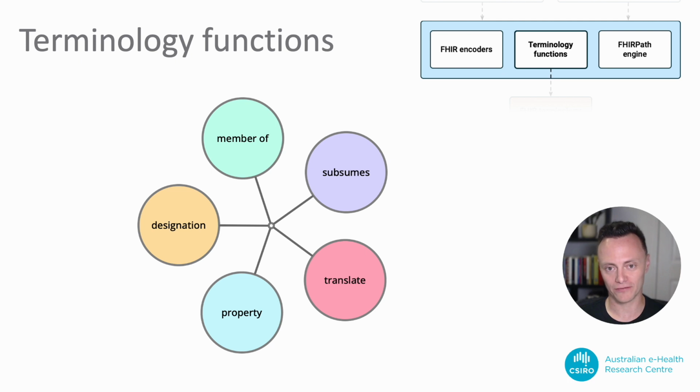These are the terminology functions that are available within Pathling, both as SQL functions and also within FHIRPath queries. Member of allows you to test whether a code is a member of a particular value set. Subsumes allows you to test whether a code is a subtype or supertype of another code. Translate allows you to translate between codes based upon predefined maps. Property allows you to query properties or attributes of codes. Designation allows you to query text descriptions of codes, such as display terms, synonyms, and language translations.